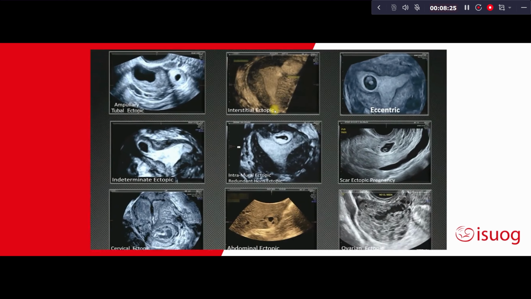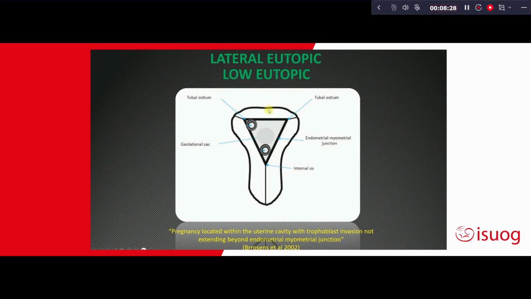Let's move on to the eccentric intrauterine pregnancy, because these are the pregnancies which mimic the appearances of the interstitial, particularly the partial interstitial. If you look at the eutopic pregnancies, there are really 2 types that concern us. There's the lateral eutopic, which we used to previously call eccentric intrauterine pregnancies, and the low eutopics, which are positioned low within the uterine cavity, which may mimic the appearance of a cervical ectopic pregnancy, or indeed a cesarean scar pregnancy in a patient who's had a previous cesarean section.